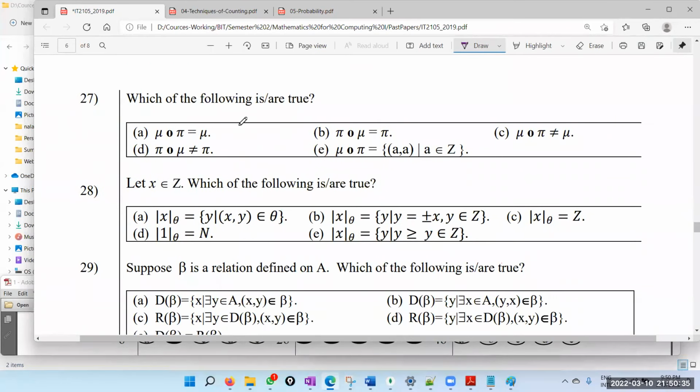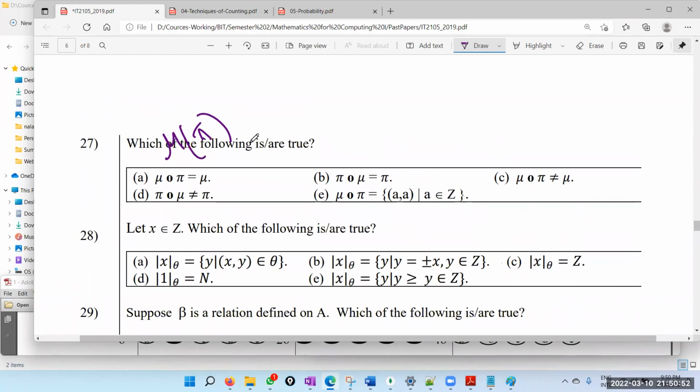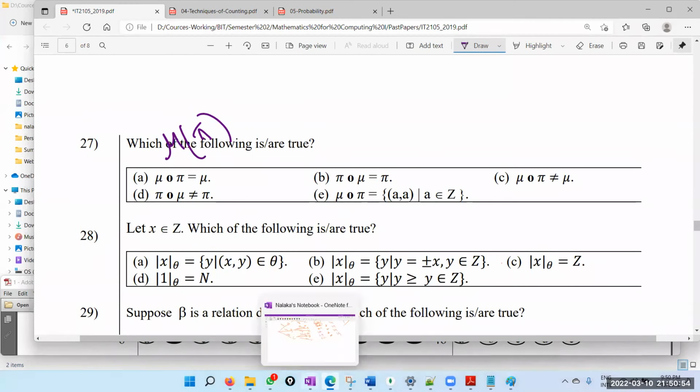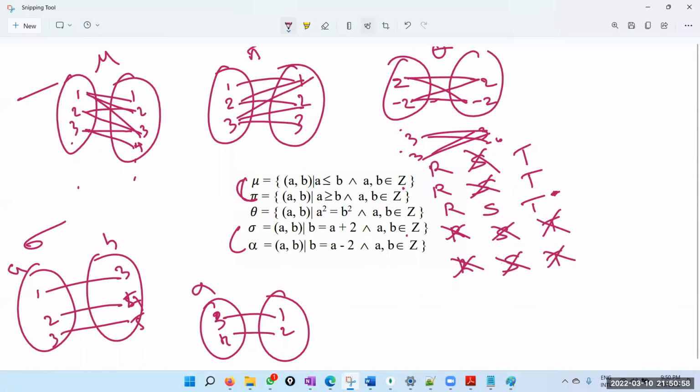Right. Which of the following is are true? Mu 0 5, that is mu of 5. So this is my mu. This is my 5. And mu and 5 are inverse.